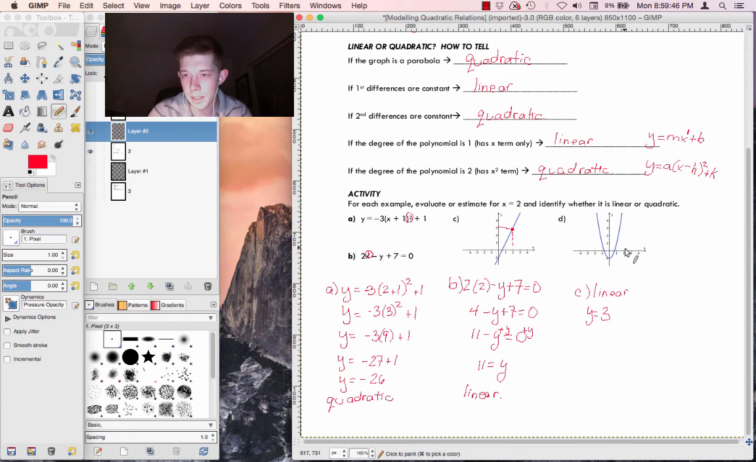Now, same idea I could do here, and I'm going to try to trace this up. And I get that it is roughly, I don't know, maybe 5 or 6. So for D, we know that it has this U shape. It's a parabola shape, so it's quadratic. Okay, and that means that my y value is going to be, and I think if I read this off the graph properly, I'm going to guess that it's about 6.